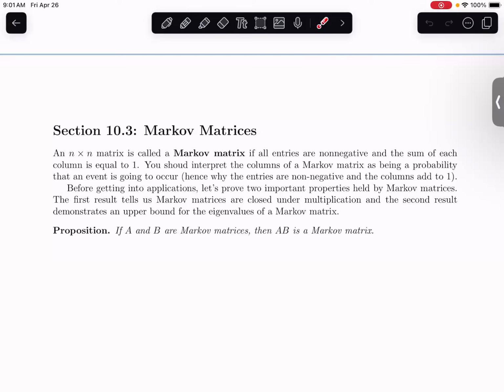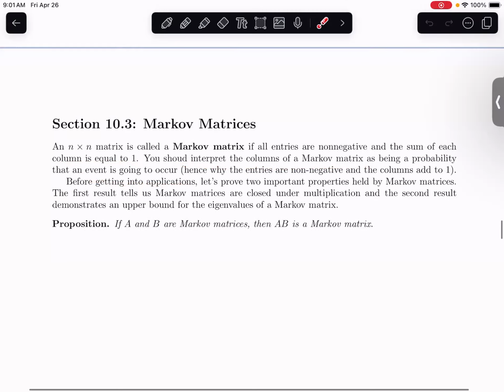Okay, so what are Markov matrices? An n by n matrix is going to be called a Markov matrix if all the entries are non-negative, and the sum of each column is equal to 1. You should be thinking of the columns of your matrix as being like a probability vector. All probabilities are non-negative, and for the sum to be equal to 1, it's saying that all the probabilities add to 1, so every possibility is represented. You should interpret the columns as the probability that an event is going to occur.